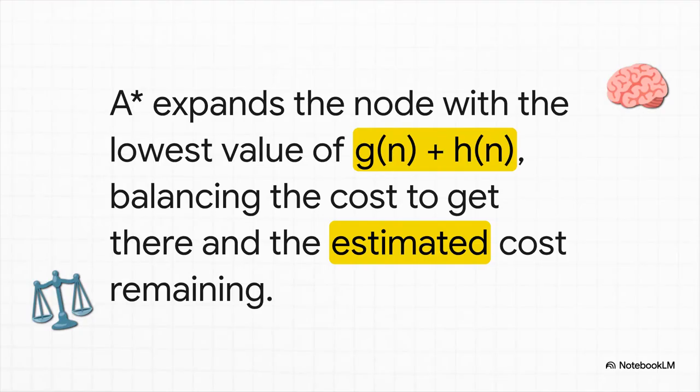The absolute genius of A-star is how it makes decisions. For any possible path, it's always balancing two things. First, it looks at g(n). That's the actual cost, the number of steps it's already taken to get here. Then it adds h(n), our heuristic, that educated guess of how much farther it thinks it has to go. It always explores the path with the lowest total score, which makes it incredibly smart.